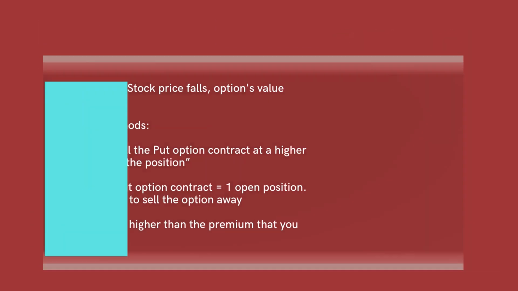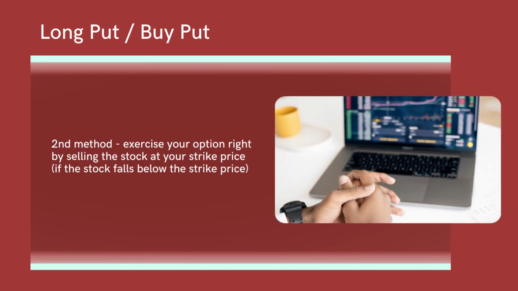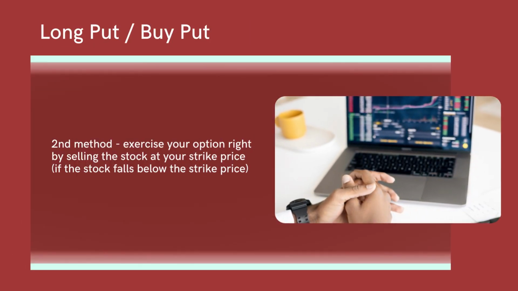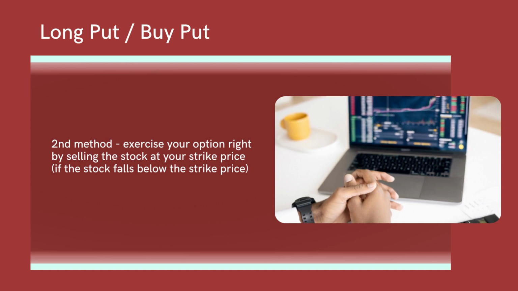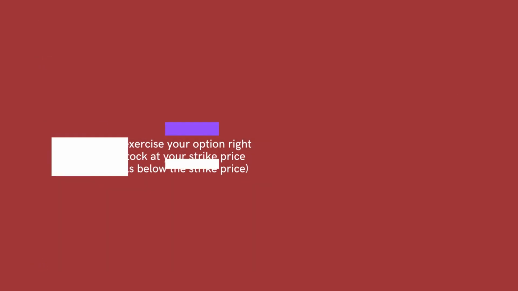More on this later. The second method to profit is to exercise your option right by selling the stock at your strike price if the stock falls below the strike price. Okay, are you feeling a little confused? Let's use an example to explain.